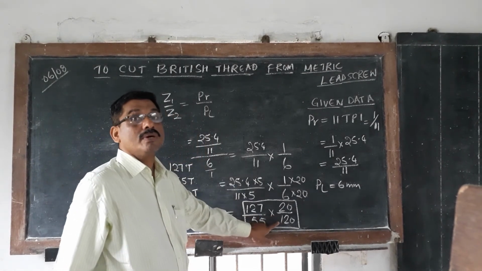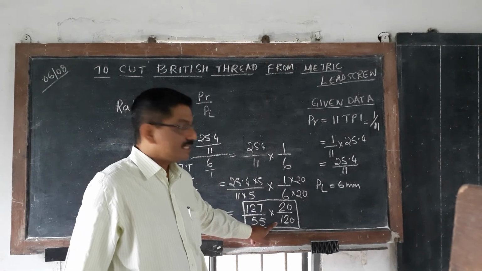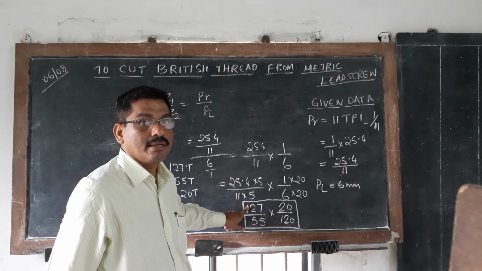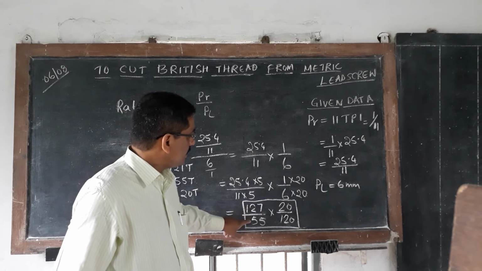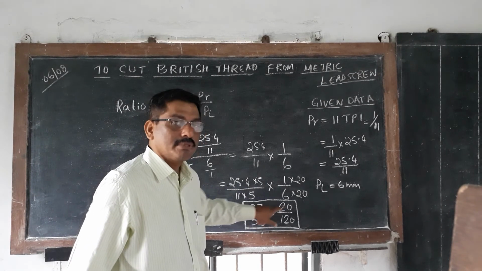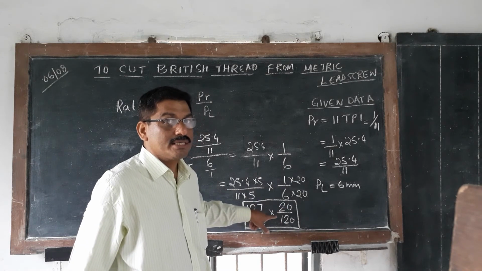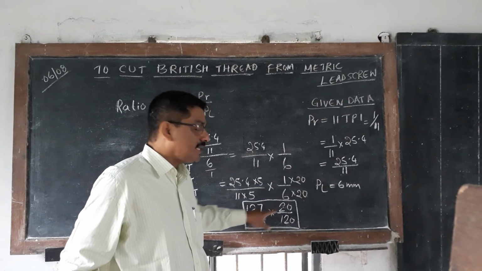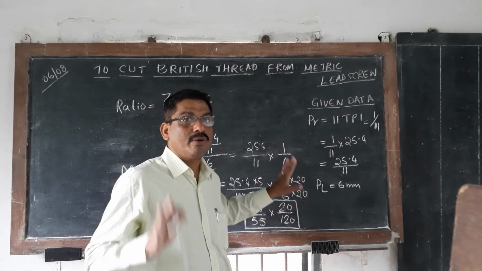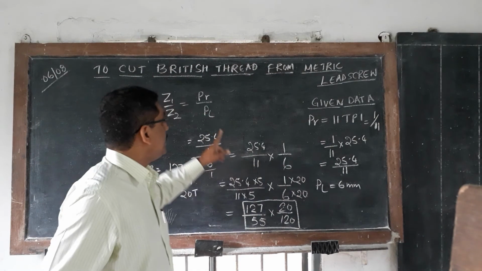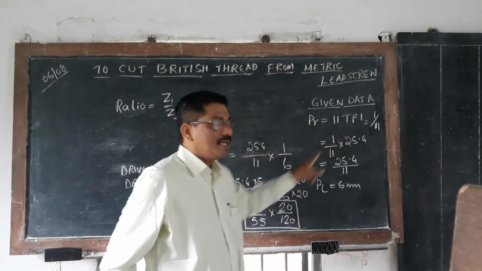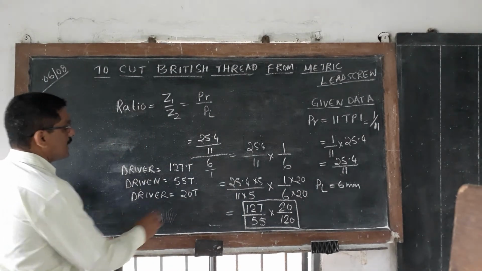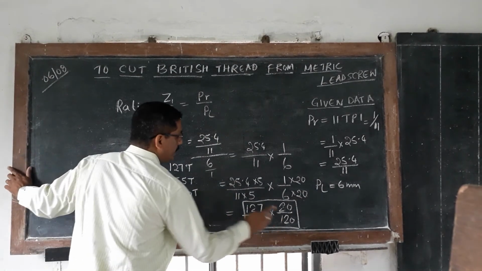This 120 gear is coming over the lead screw. This 127 gear is coming over the spindle, keep that in mind. Between them is the same shaft. This is required, a ratio gear only. It is not an idler. Only if it is connected like this will you get the 11 TPI. So driver, and then again this 120 is the driven.